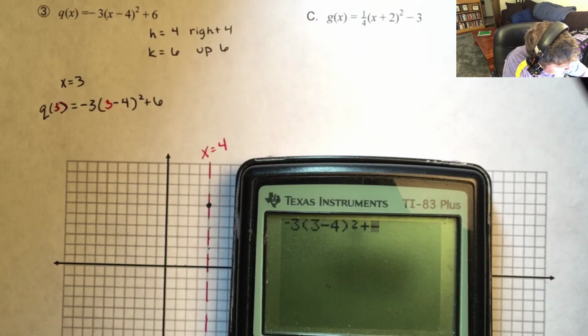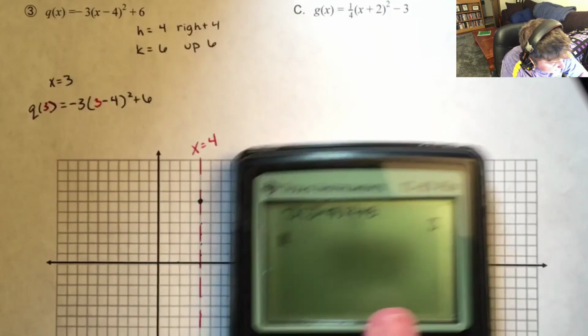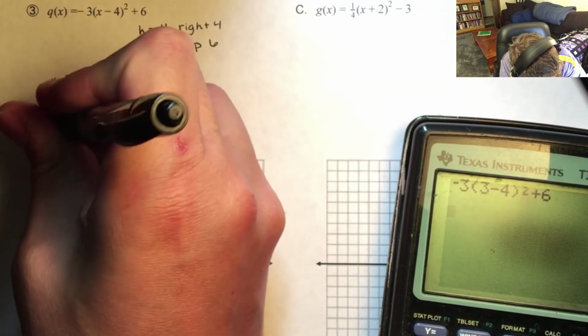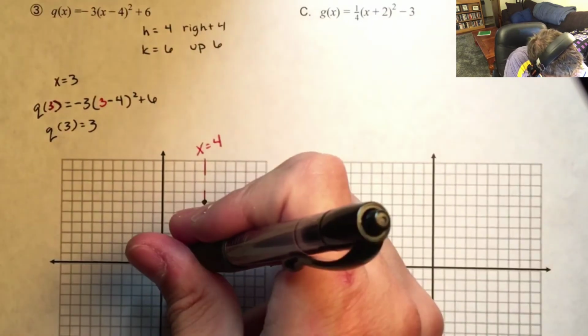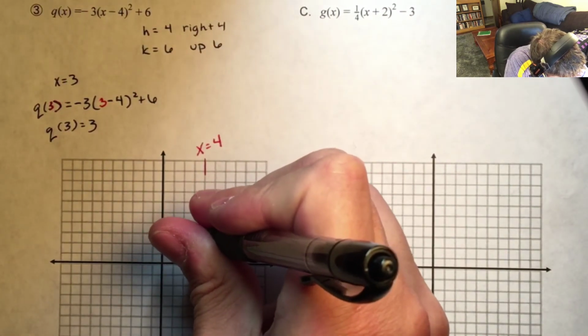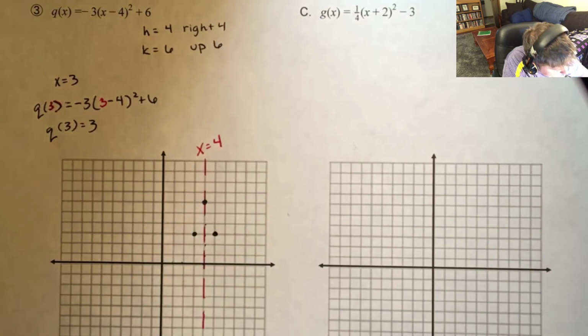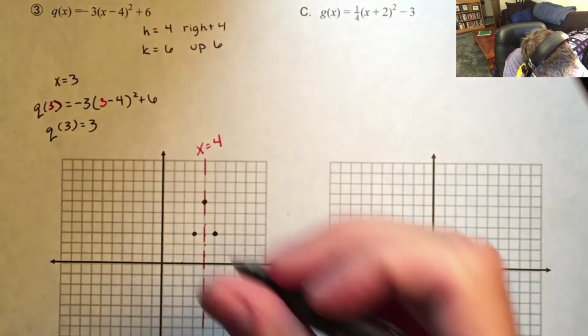Let's go to my error. Oh, I just didn't hit 6. It's 3. So q of 3 is 3. Ordered pair 3, 3. 1, 2, 3, 1, 2, 3. And then reflect that across. And then next I'm going to pick x is 2.